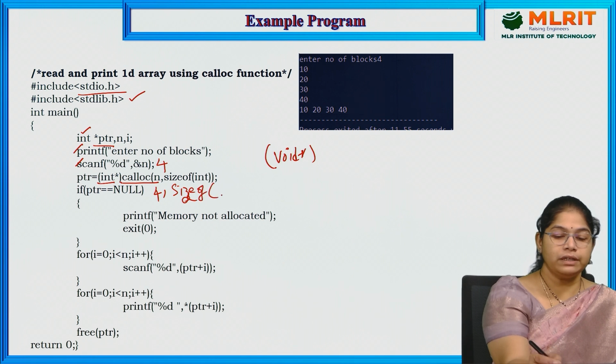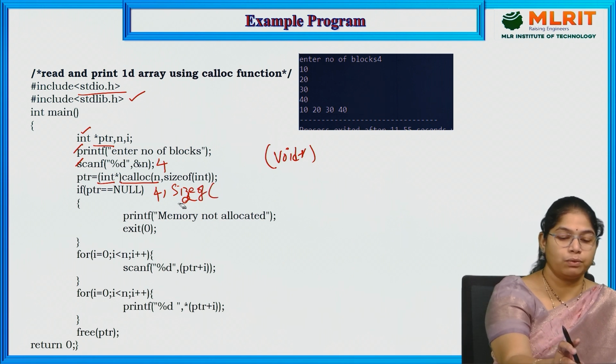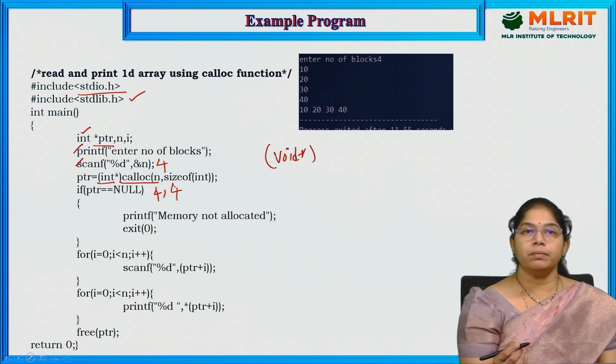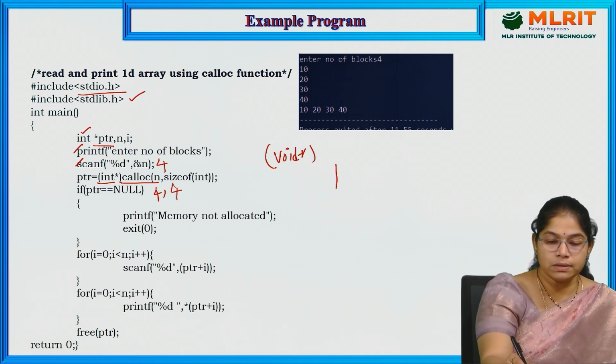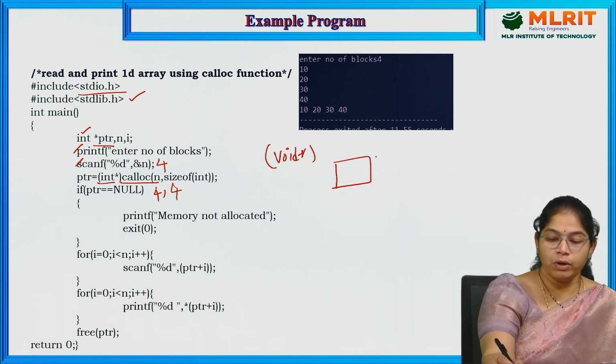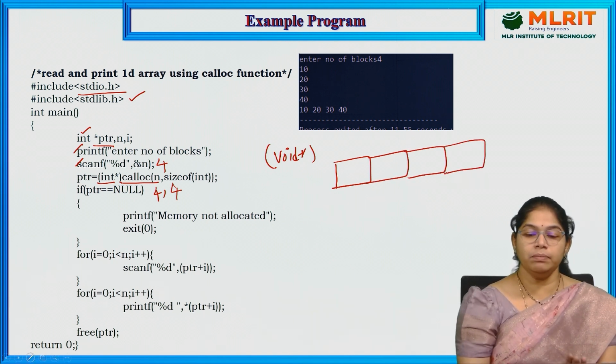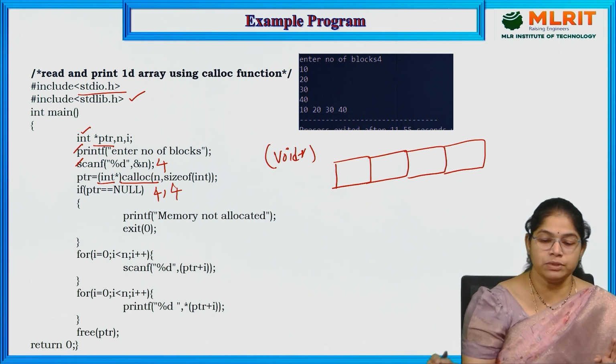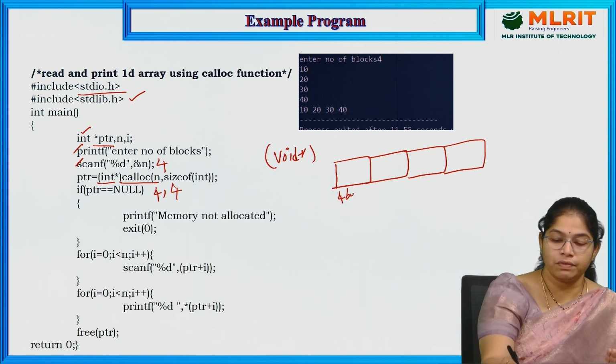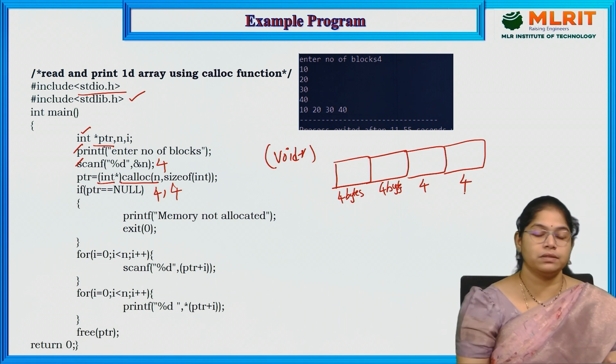Size of int, where size of integer is 4. So 4 comma 4 means it allocates 4 blocks: 1, 2, 3, 4. Multiple blocks of the same size, each of 4 bytes.